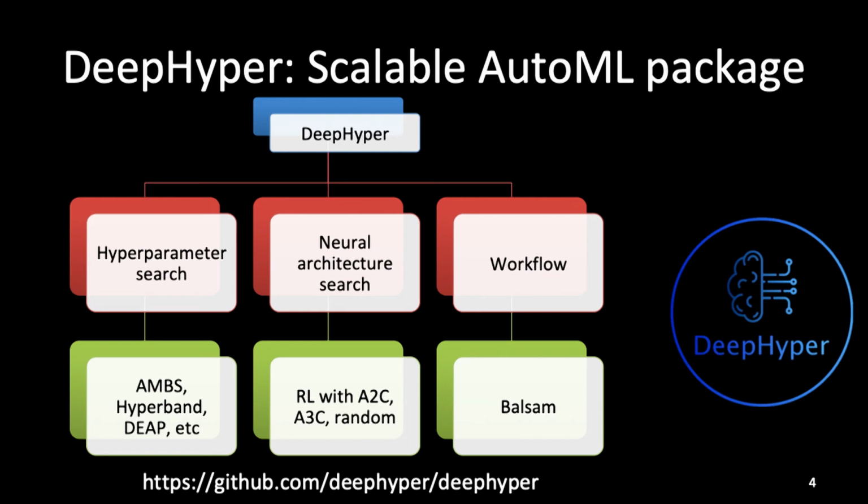And the third component is the workflow component, which manages distributing all these jobs on different nodes and collecting the accuracy values, giving them back to these search algorithms. So for that, we use Balsam.